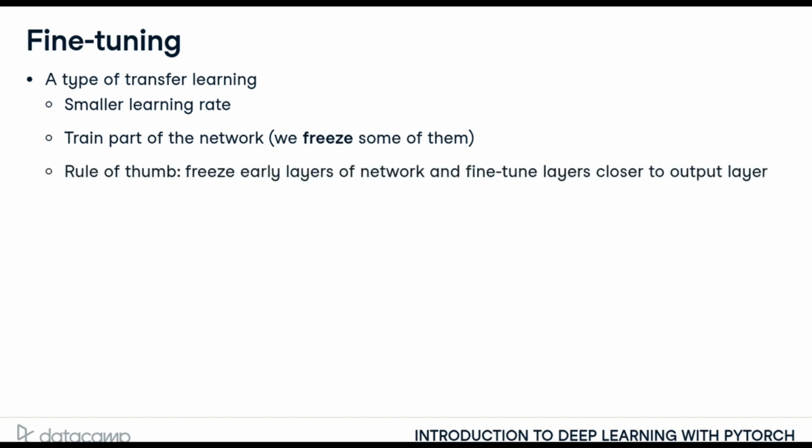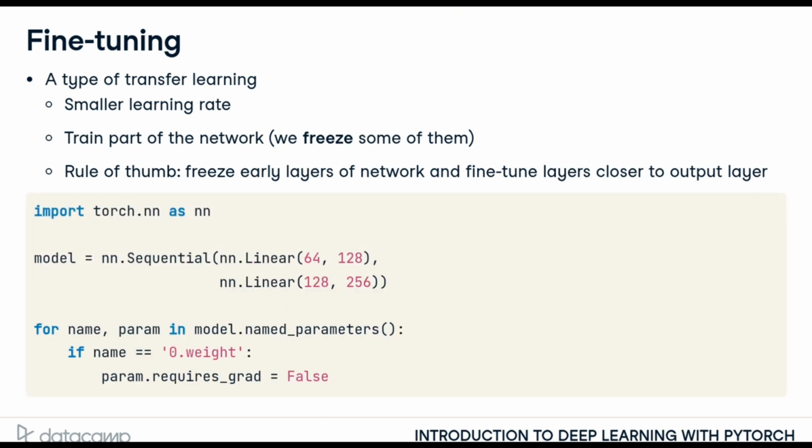A rule of thumb is to freeze early layers of the network and fine-tune layers closer to the output layer. This can be achieved by setting each parameter's requires_grad attribute to False. Here, we use the model's named_parameters method, which returns the name and the parameter itself. We set requires_grad on the first layer's weight to False.